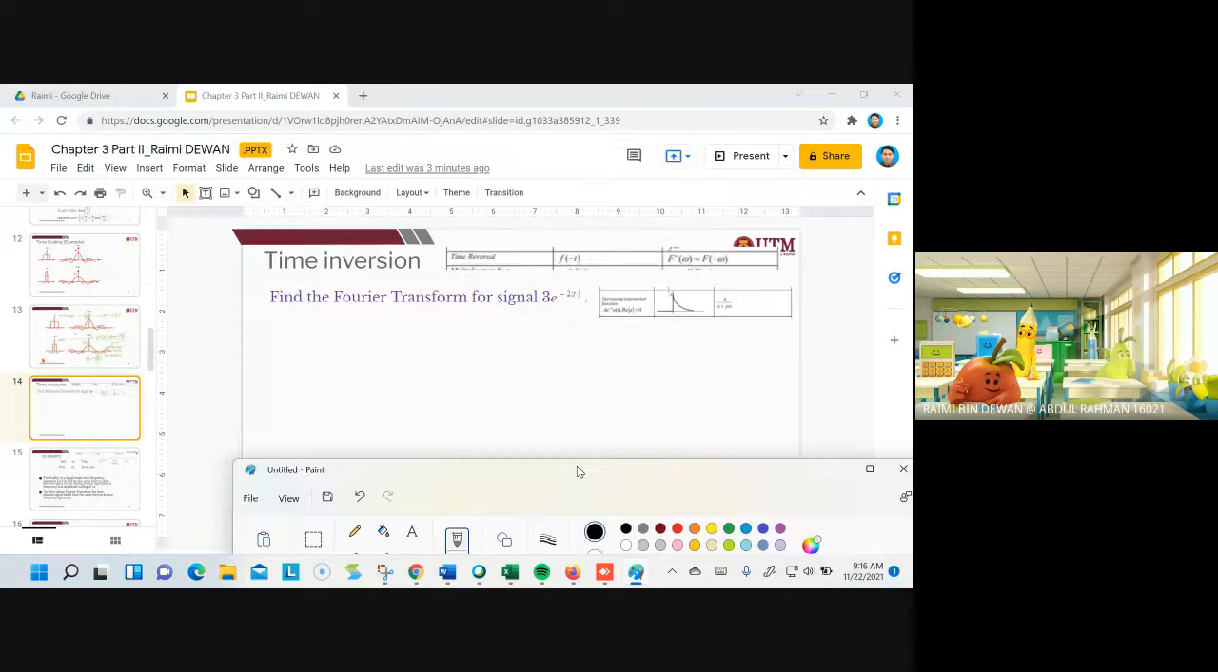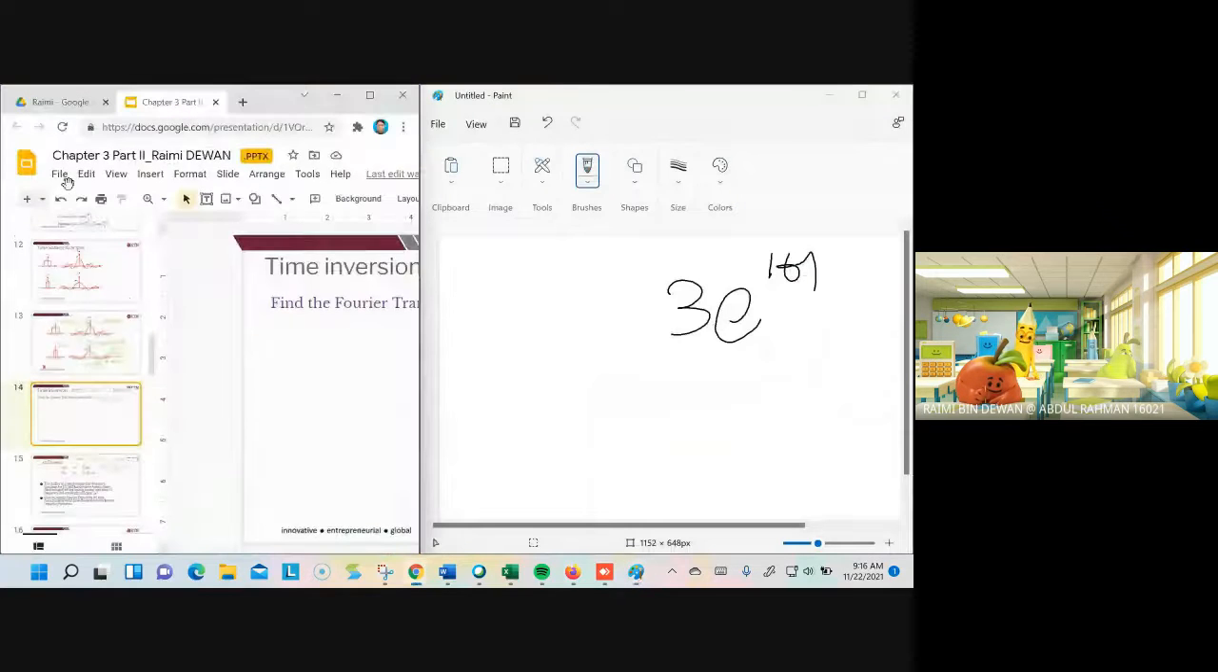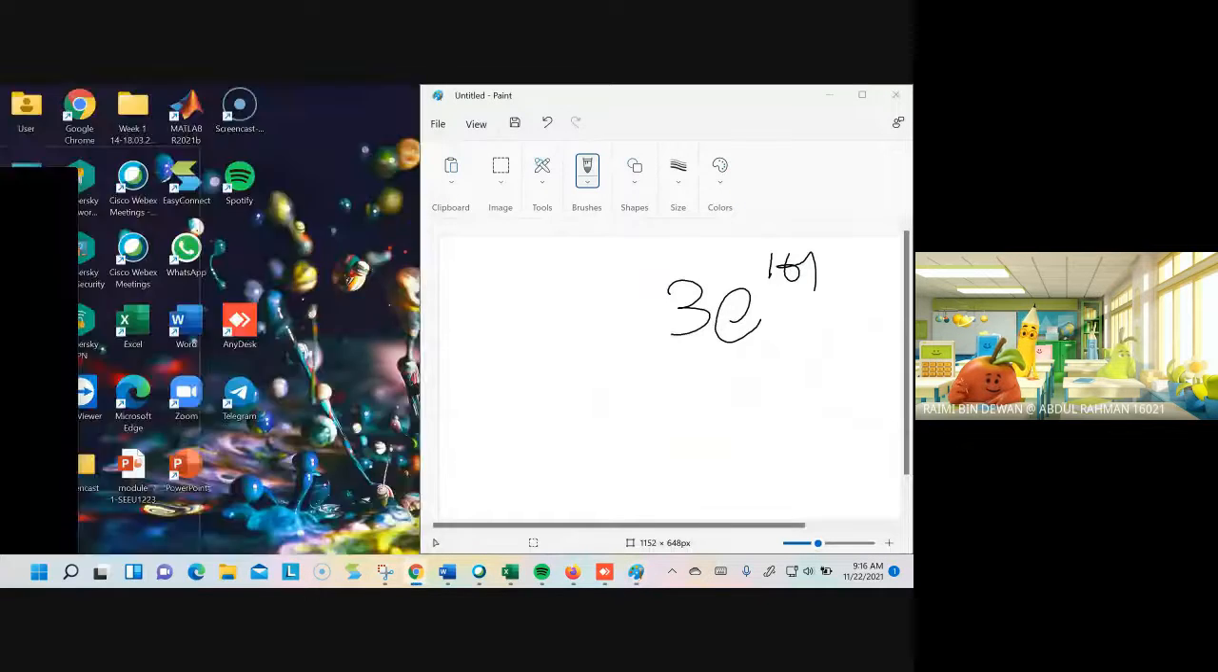Wait, where's the table? How am I going to divide the screen? Oh, too small.